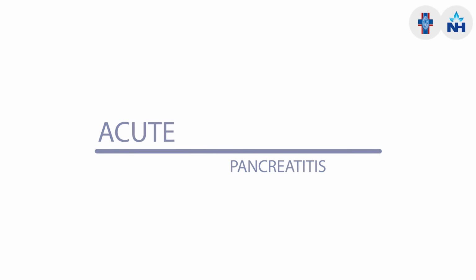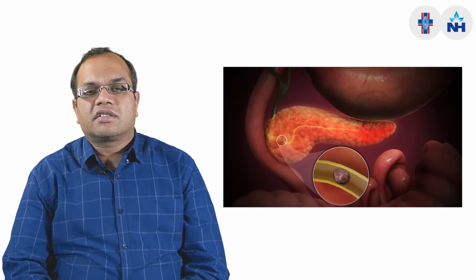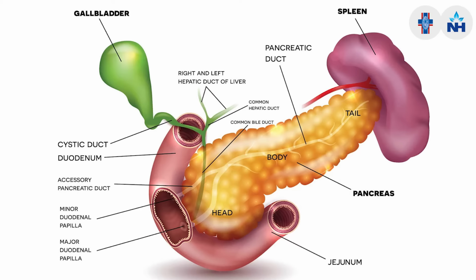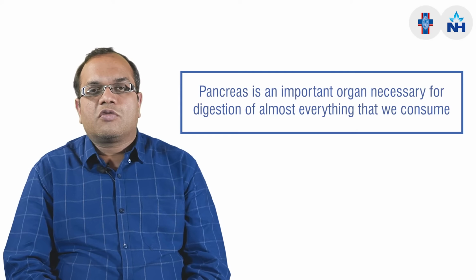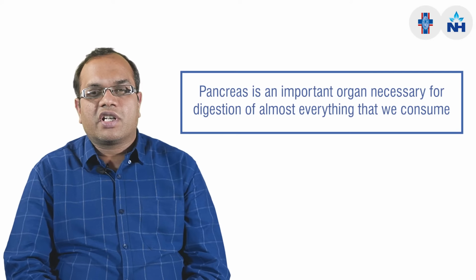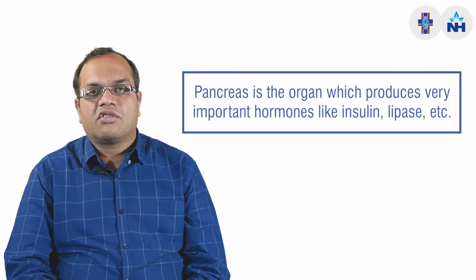Today we will be discussing acute pancreatitis. What is acute pancreatitis? Before that, we have to understand the function of the pancreas. The pancreas is a gland situated in the middle of our abdomen, and it is important for the digestion of almost all of the food materials in our body. Side by side, it is the organ which produces insulin and other hormones.